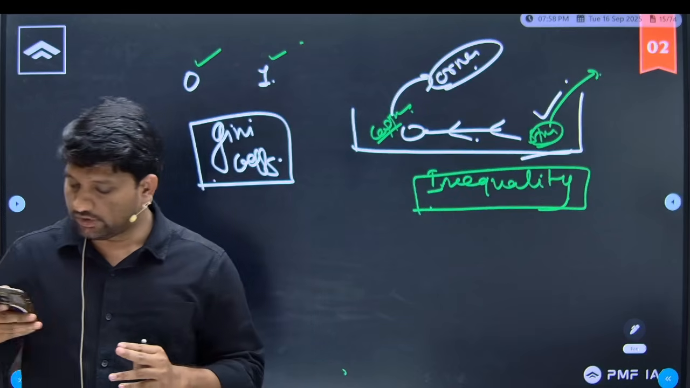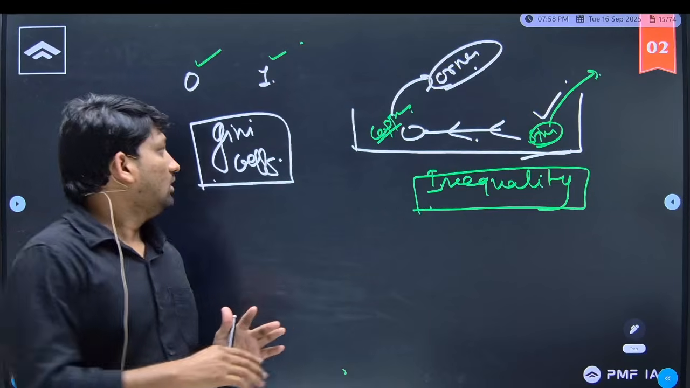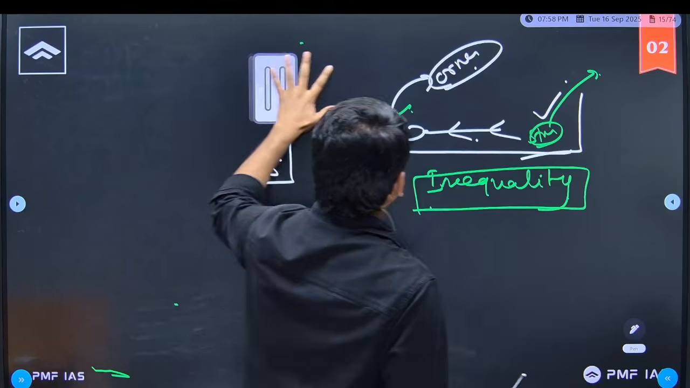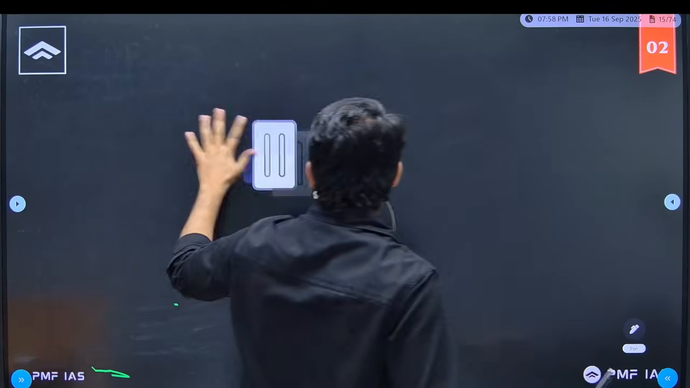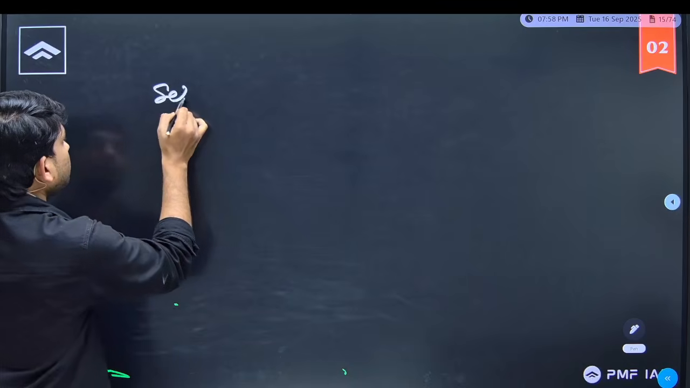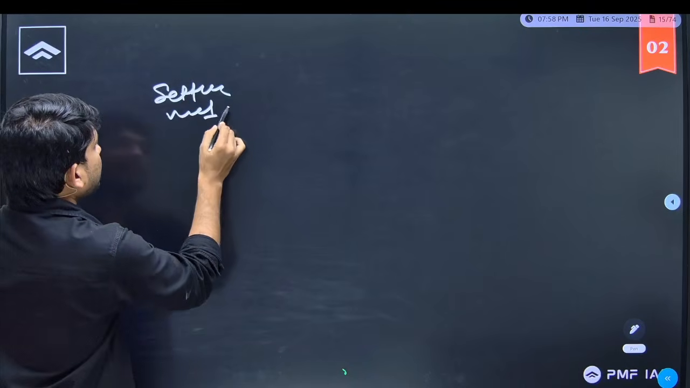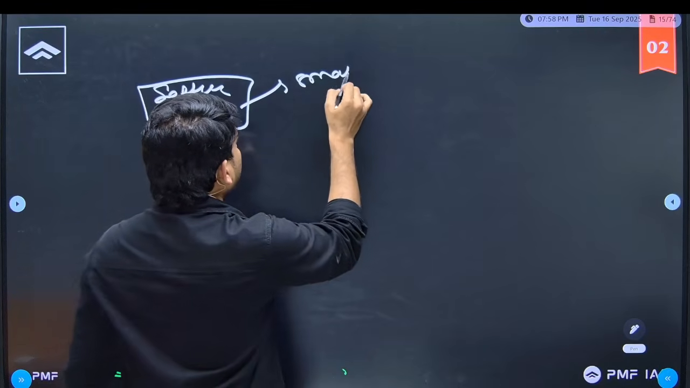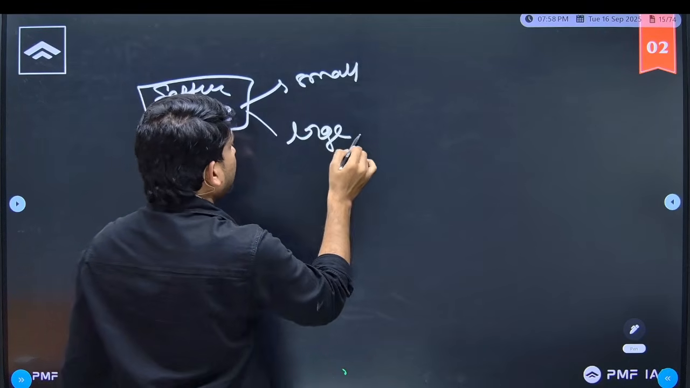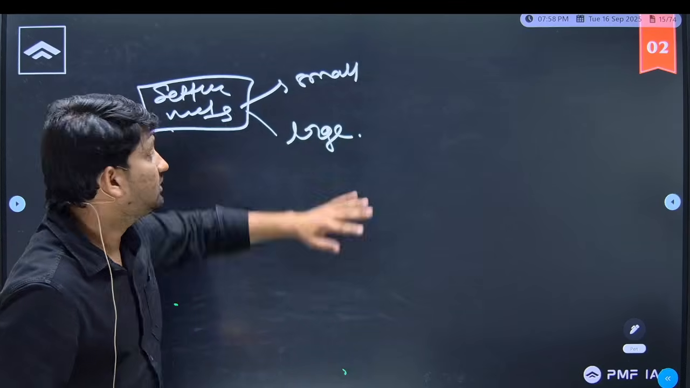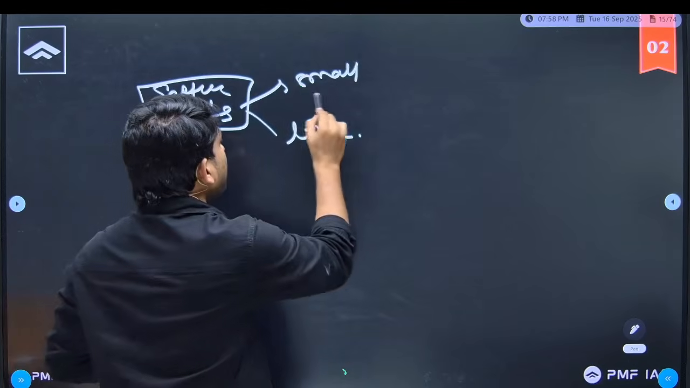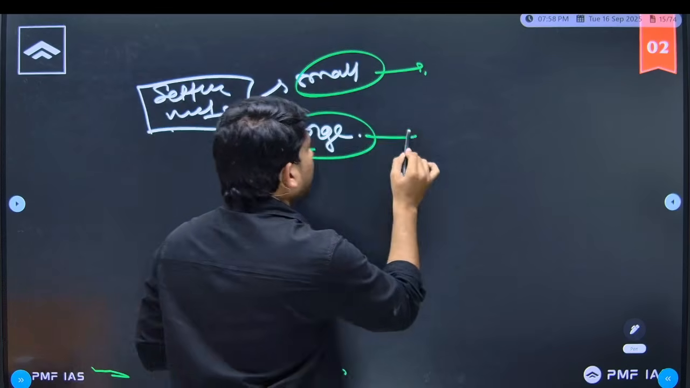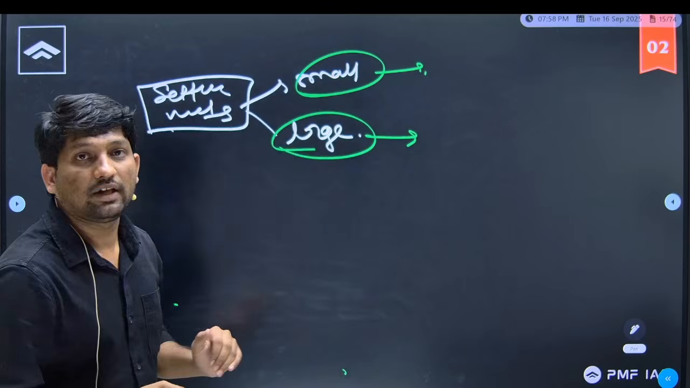So the Gini coefficient will be 1. We already discussed all these things in these burials. So if you consider their settlements, some settlements are smaller in size and some settlements are larger in size. This also shows inequality. Smaller settlements might be inhabited by the poor people, and larger settlements might be inhabited by the rich people.